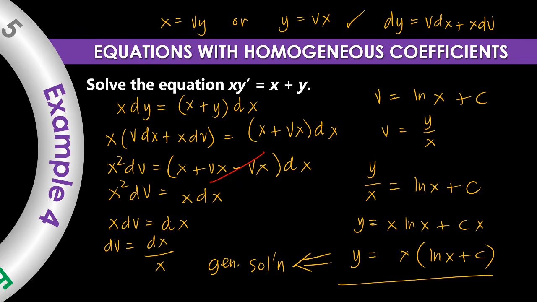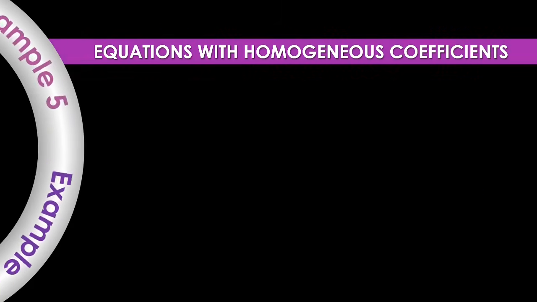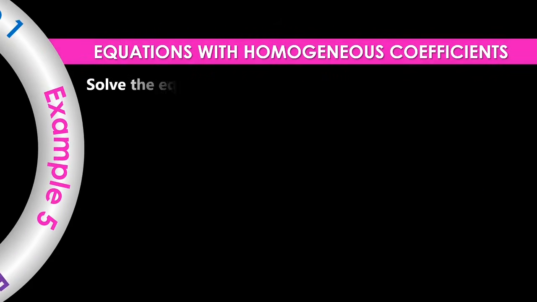Okay, let's solve the last and final example for this topic. Solve the equation x times the quantity ln of x minus ln of y, times dy, minus y dx. Okay, so if we inspect, this equation is homogeneous with a degree of 1.